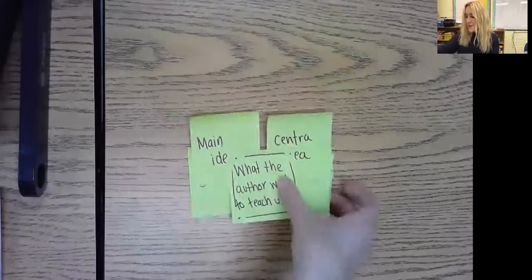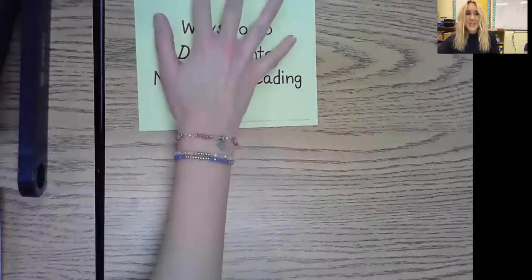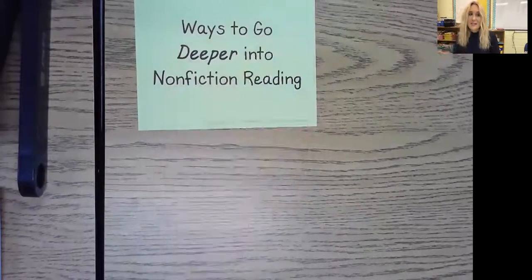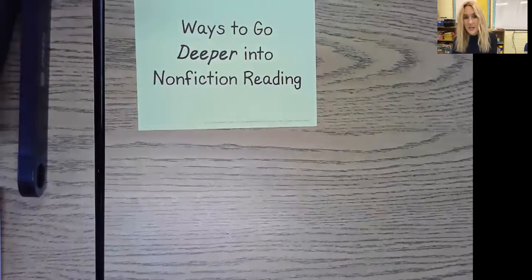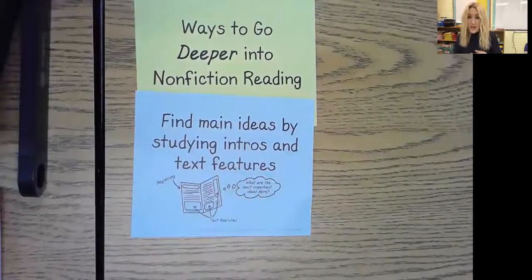So let's move on to our first lesson of our second bend, diving deeper into nonfiction reading. So today I want to teach you that there are specific places in a nonfiction text that can help a reader figure out the main ideas. These include the starts as well as the text features. I'm going to show you how I do this using a new text called Alien Deep.